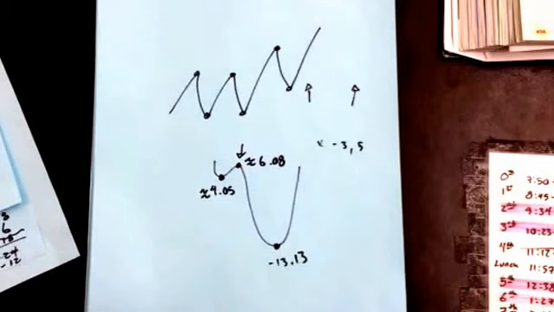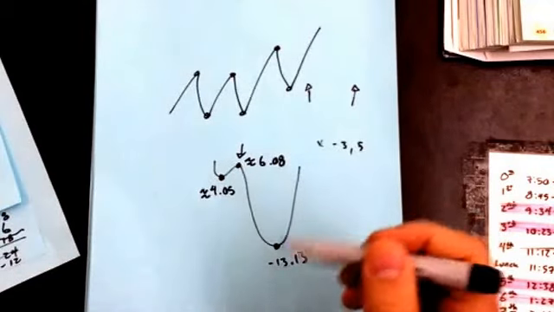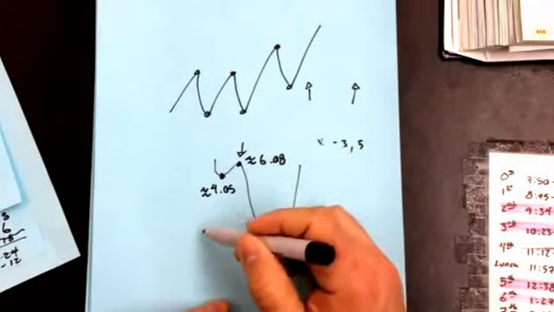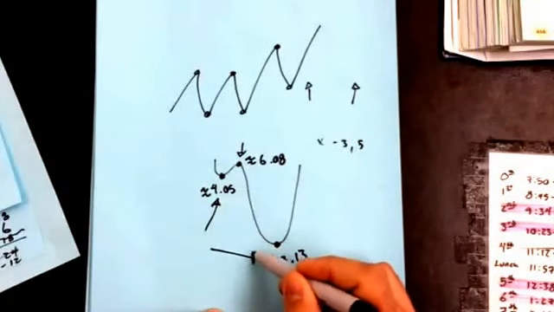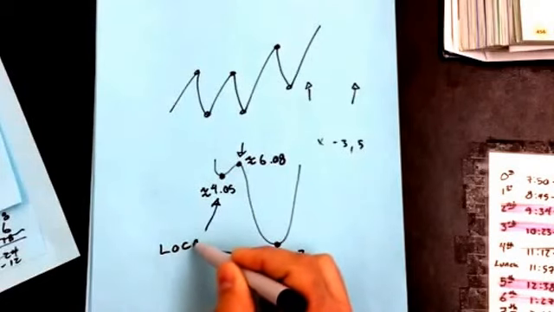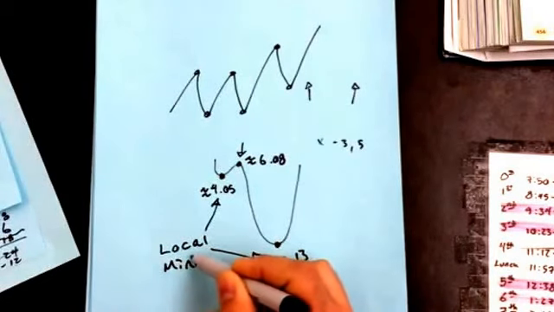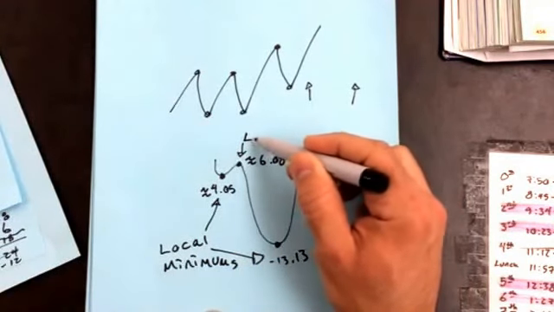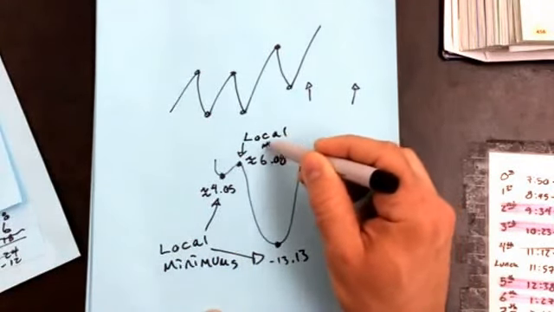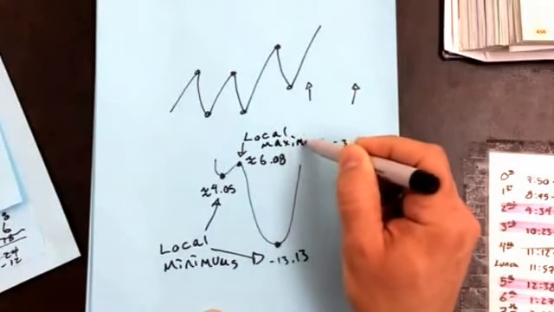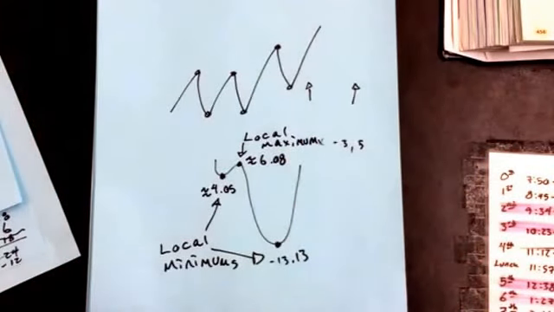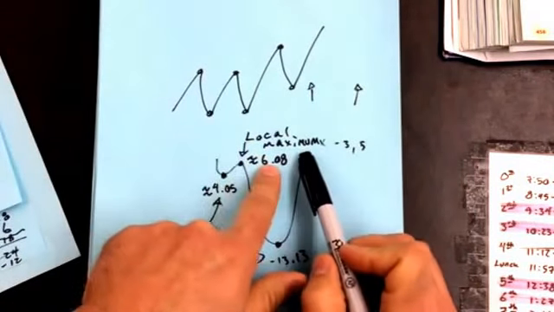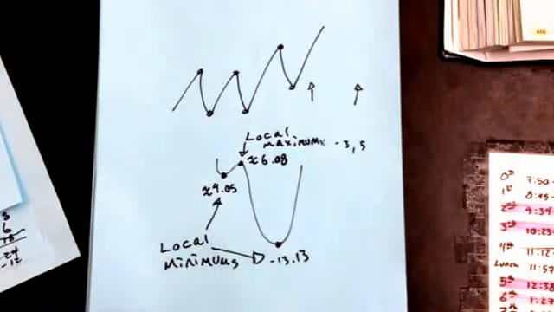So these are all your y values. That's what you're looking for. You don't care about the x's when you're doing this, okay? And so these are both local minimums. And this is a local maximum. Think of it as peaks and valleys. So the valleys are minimums, the peaks are maximums. And that's what you're looking for on these guys.